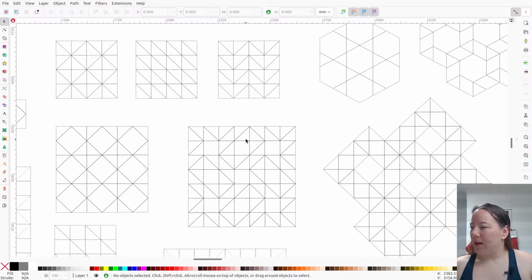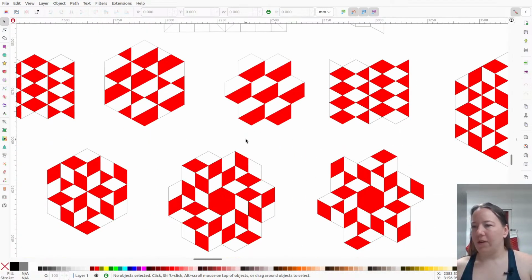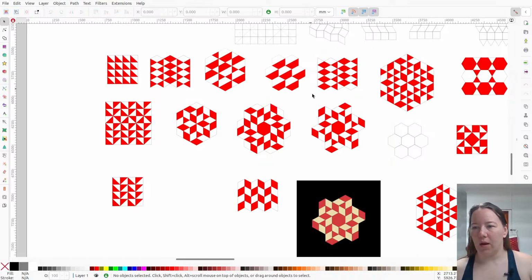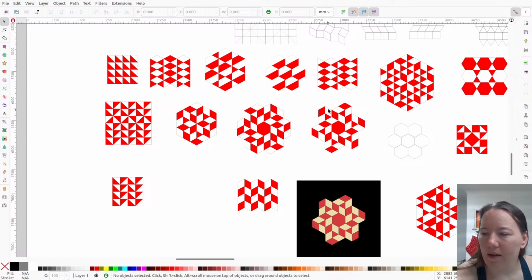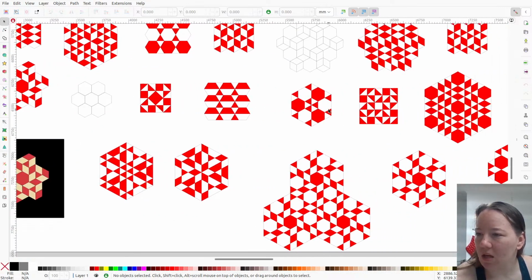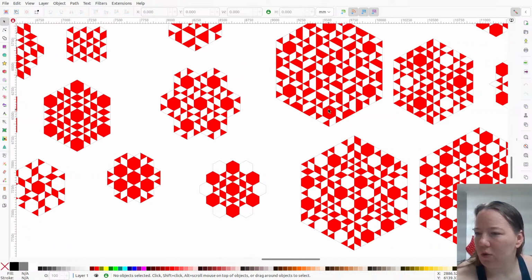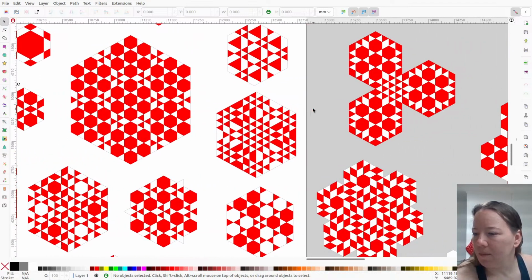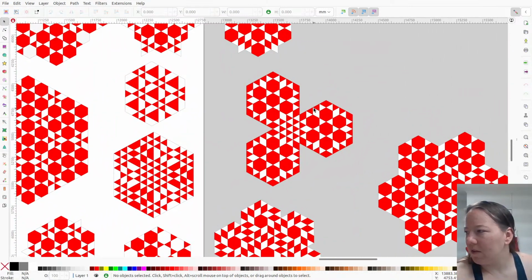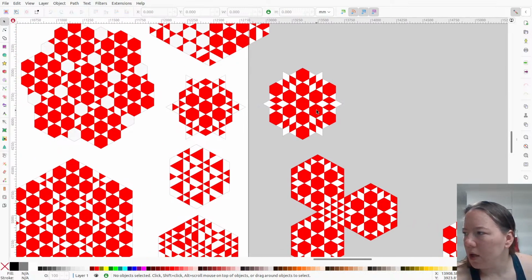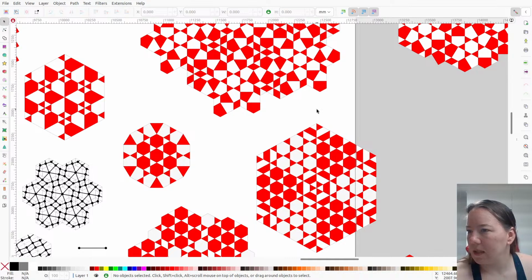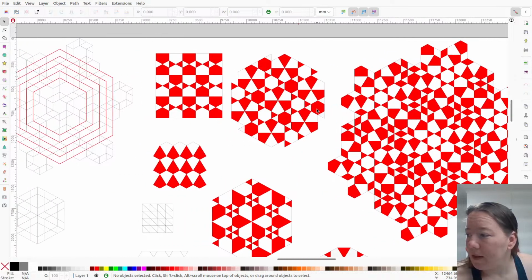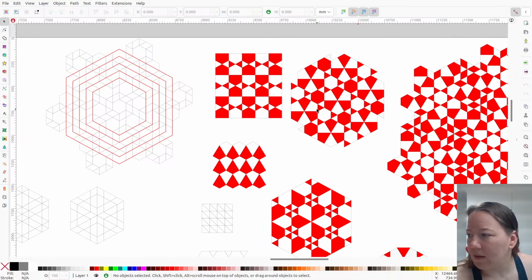So if I scroll down through these, you can see I've colored a bunch of my tilings in these two colors, the red and the white. And there's really not a limit to how many different tilings you can find. It just depends how much grid you're willing to use while doing it. So you can put some really funky shapes in there. You can do some crazy things.